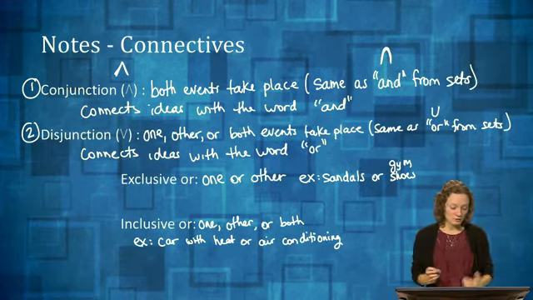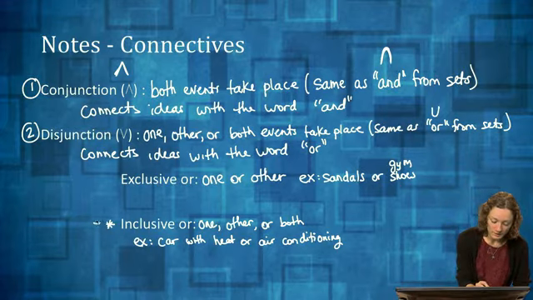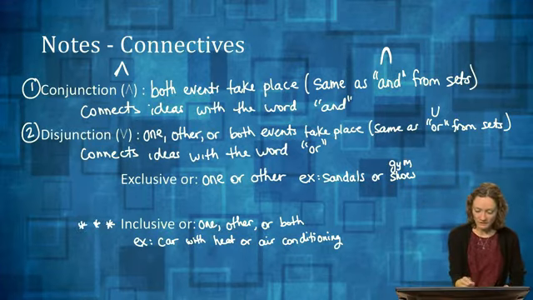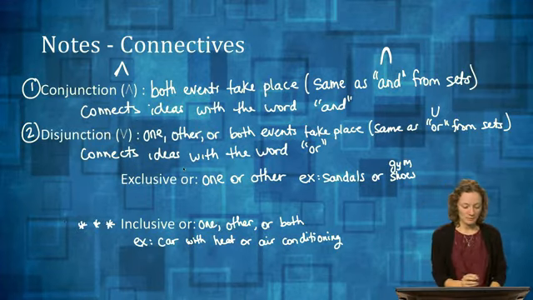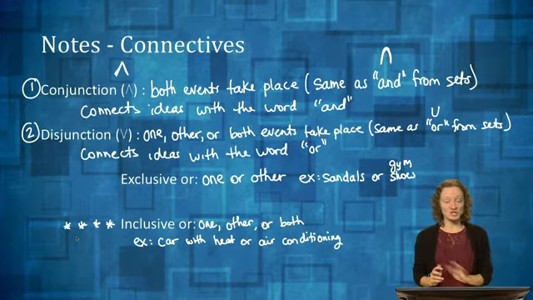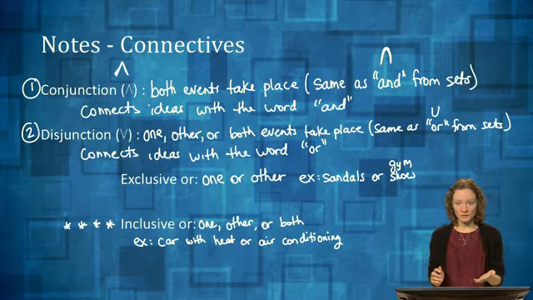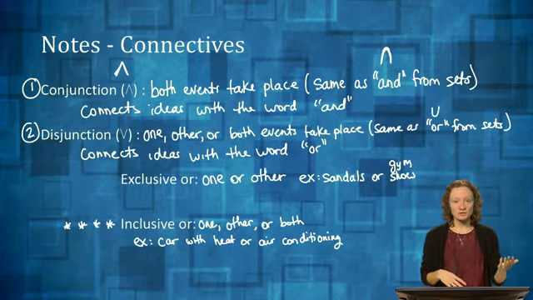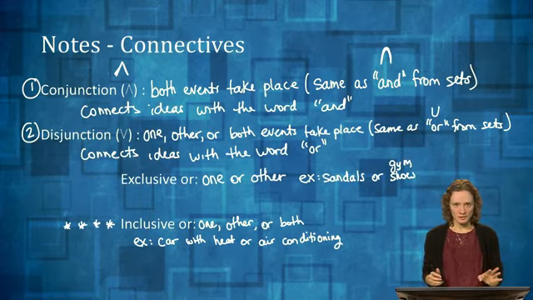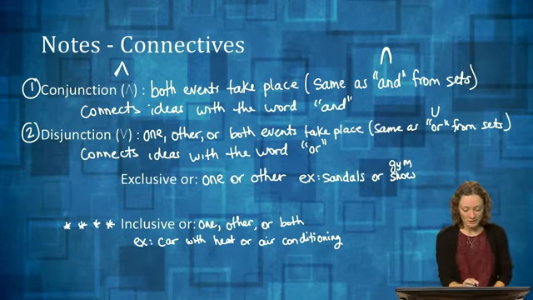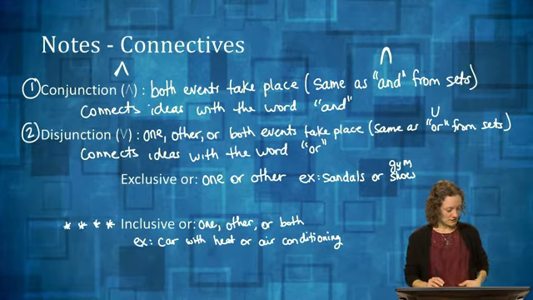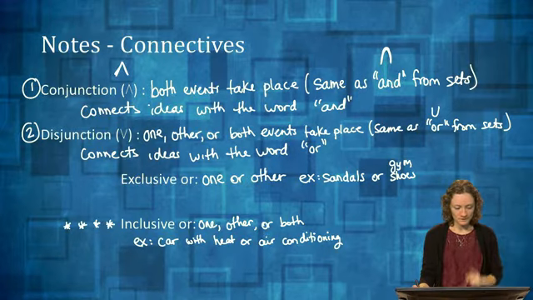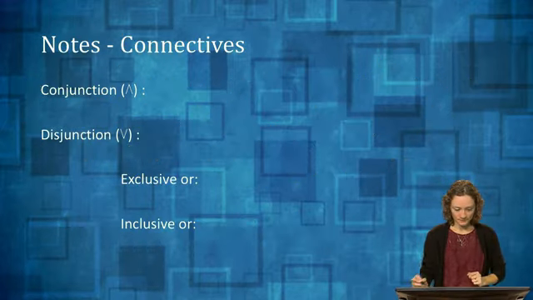So this is just a note to have. Whenever you see the word or through the study of logic, assume that it is the inclusive or. As the definition says, one, the other, or both events take place. So whenever we see the word or, just assume it's inclusive. The only time that it's going to be the exclusive is if you see the word exclusive in the sense exclusively this or that, then you'll know. I don't really think that that's going to happen, but inclusive is definitely the one that you want to stay focused on. All right, so these are the first two of the connectives: conjunction, disjunction.